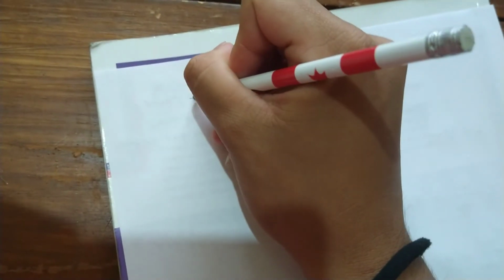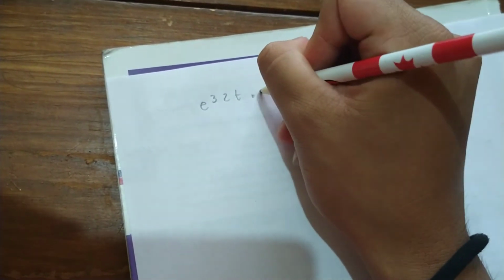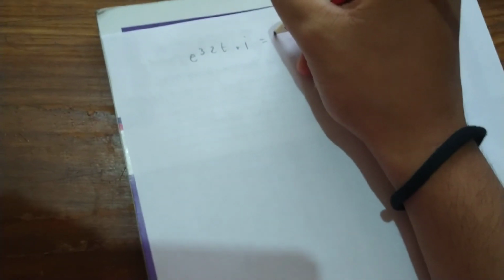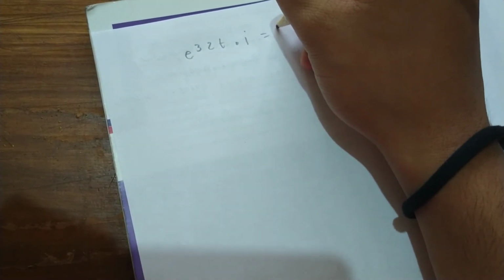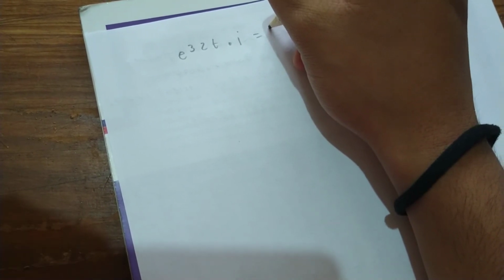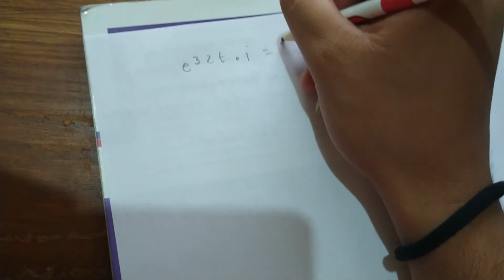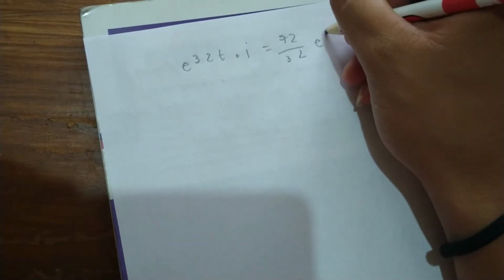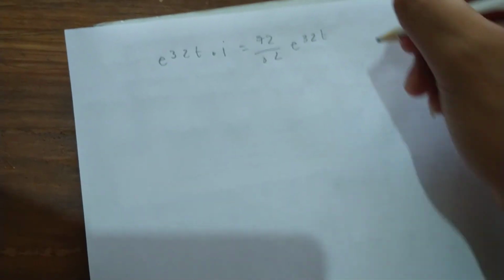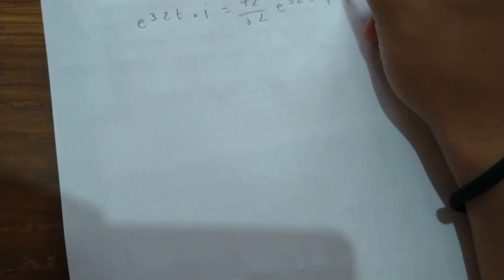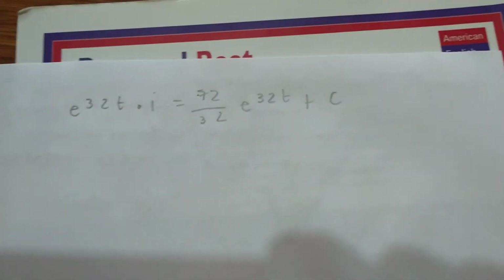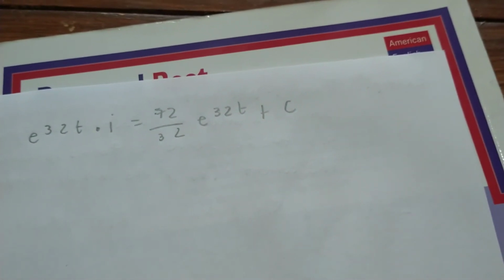So e to the 32t times i equals the integral here, which is going to be 72 divided by 32 times e raised to the power of 32t, plus our constant of integration. And now we can solve for this i.